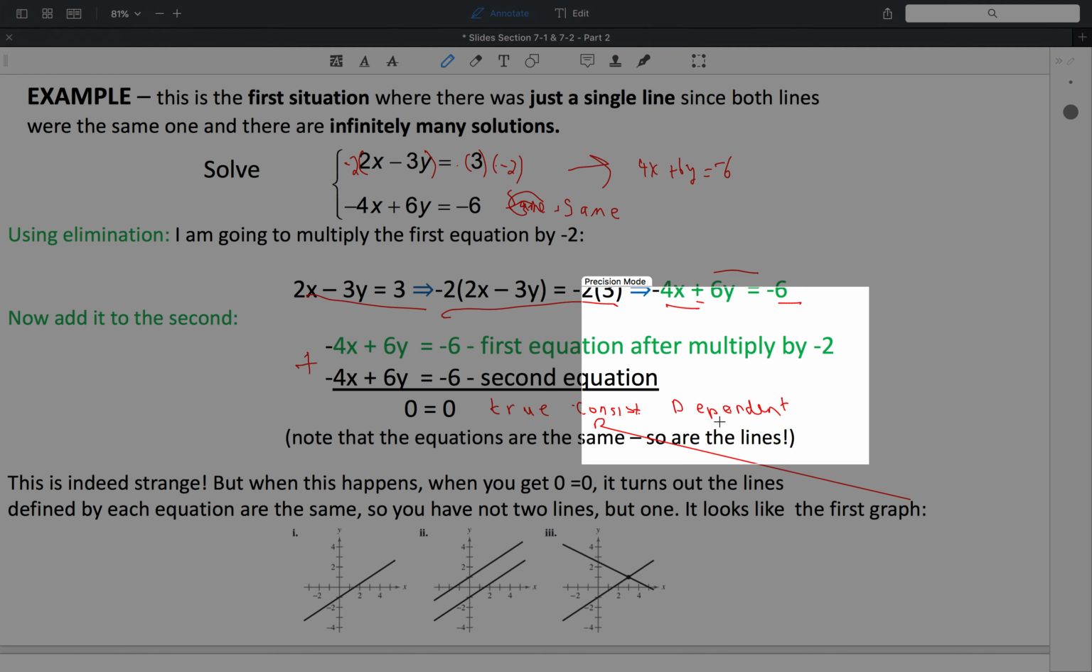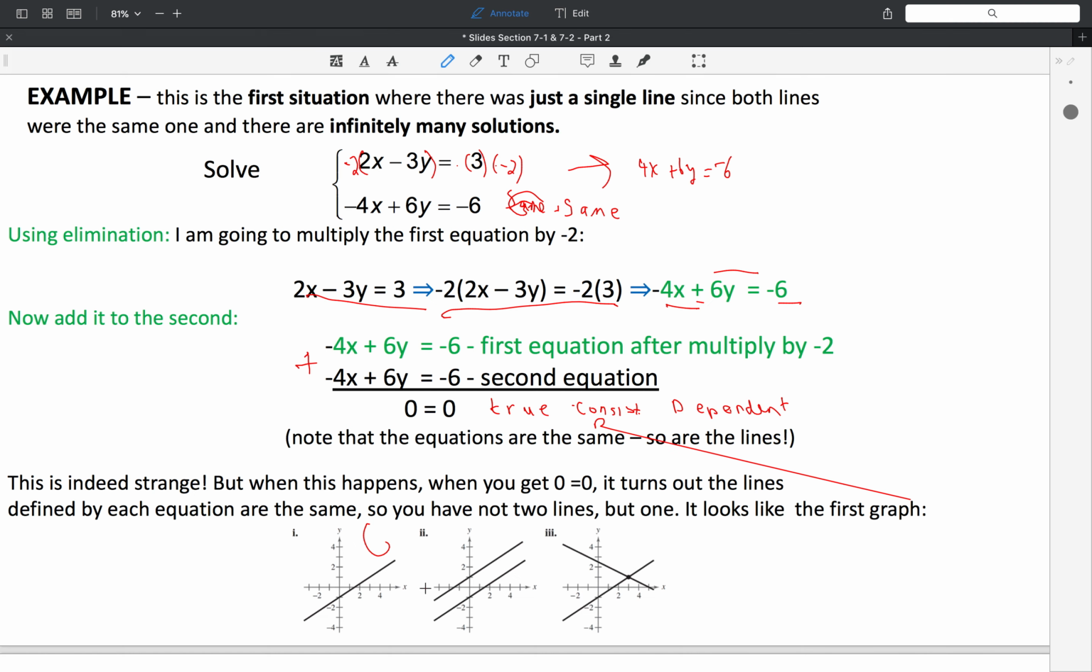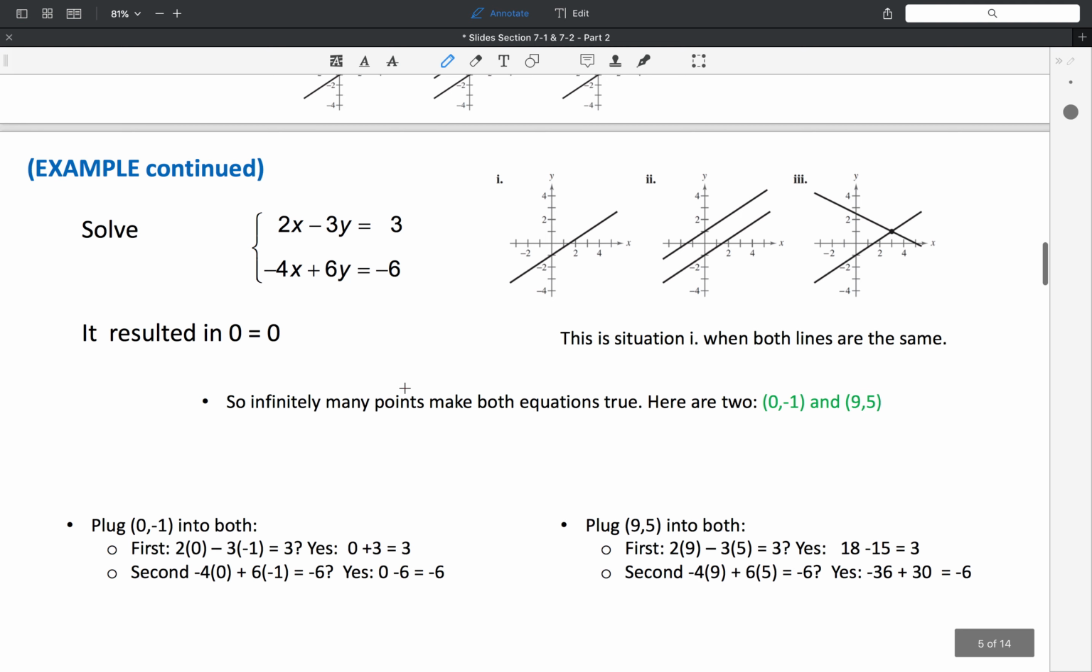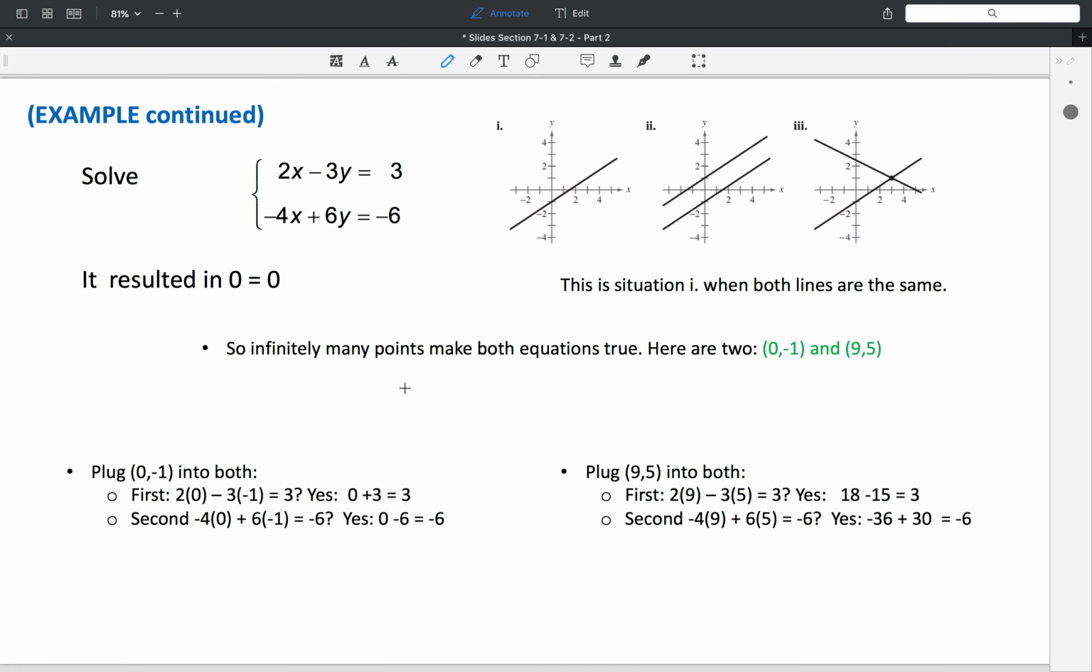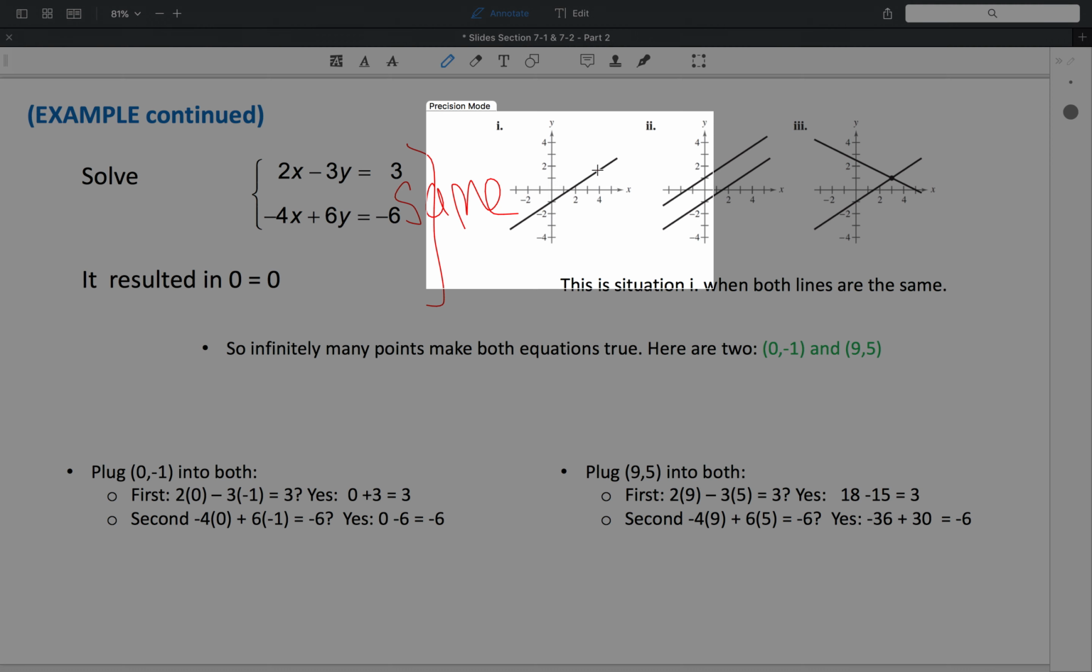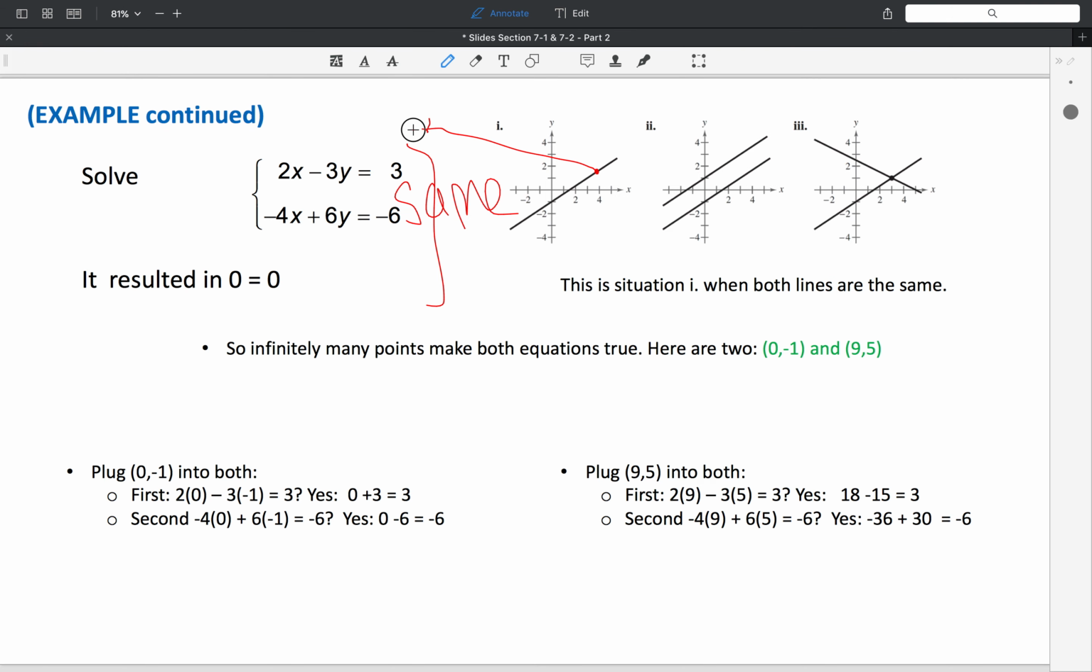Okay, good. Now, so we're in this situation right here. So I just want to talk a little bit more about this. Just to review, we solved those. We got 0 equals 0, which is a true statement. So really what it means is that these two equations are the same, right? And so there's just one line. So if I take any point here and plug it in here, it's going to work. And if I take that same point and plug it in over here, it's going to work there as well. So any point on this line is going to work for both of these. And how many points are there on the line? Infinitely many. Okay, so you have infinitely many solutions.